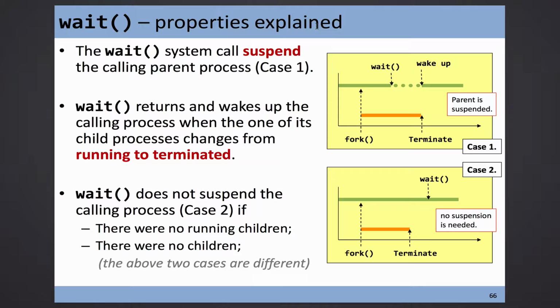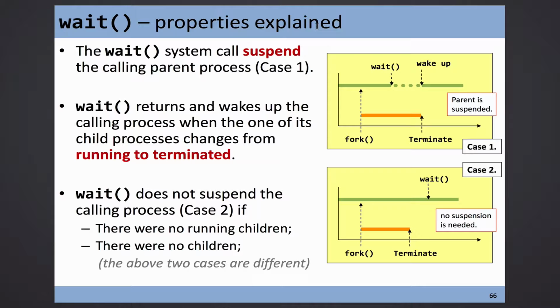So this is the design of the wait system call: it is coupled with the fork system call. When you do a fork system call, you create a child, and then you will be kept in the prison until your child dies.